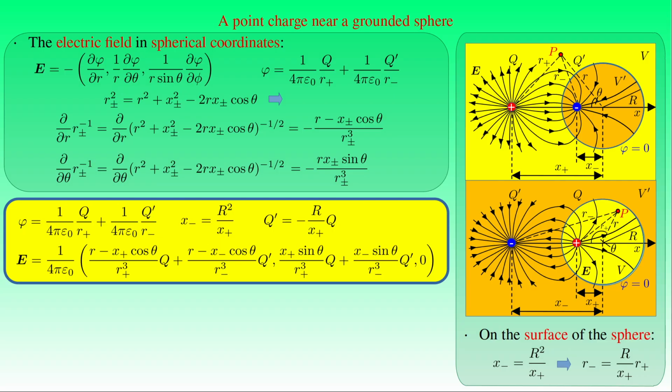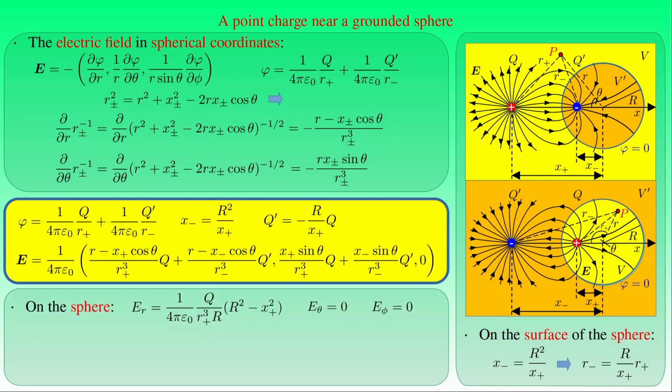Then we find that the radial component of the field is given by 1 over 4 pi epsilon naught, times q over the cube of r sub plus, times capital R, times the difference between capital R squared and x sub plus squared, while its angular components vanish. This result confirms that the electric field lines are perpendicular to the equipotential surface of the grounded sphere, as we expected.